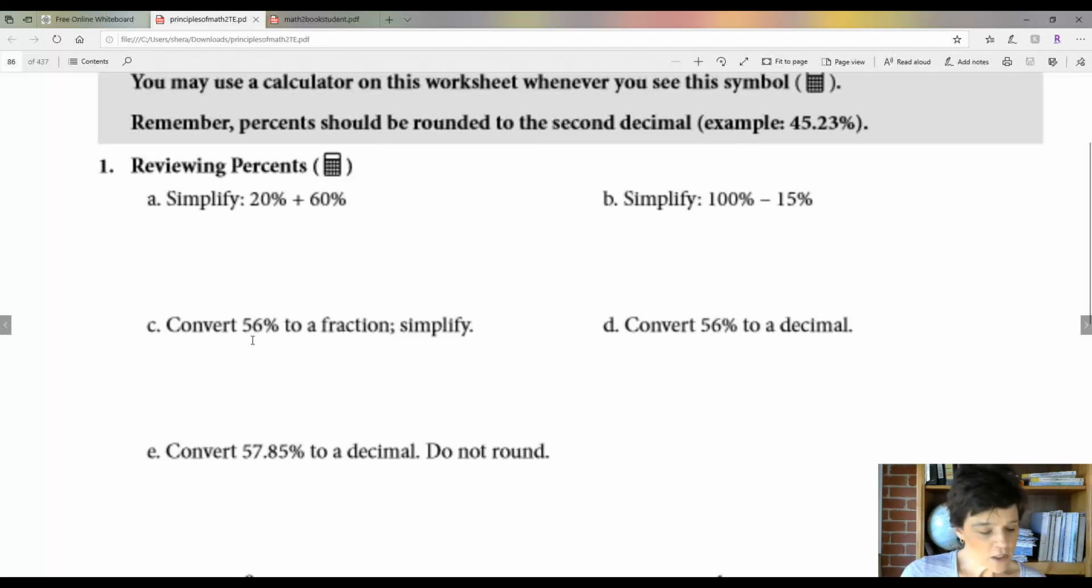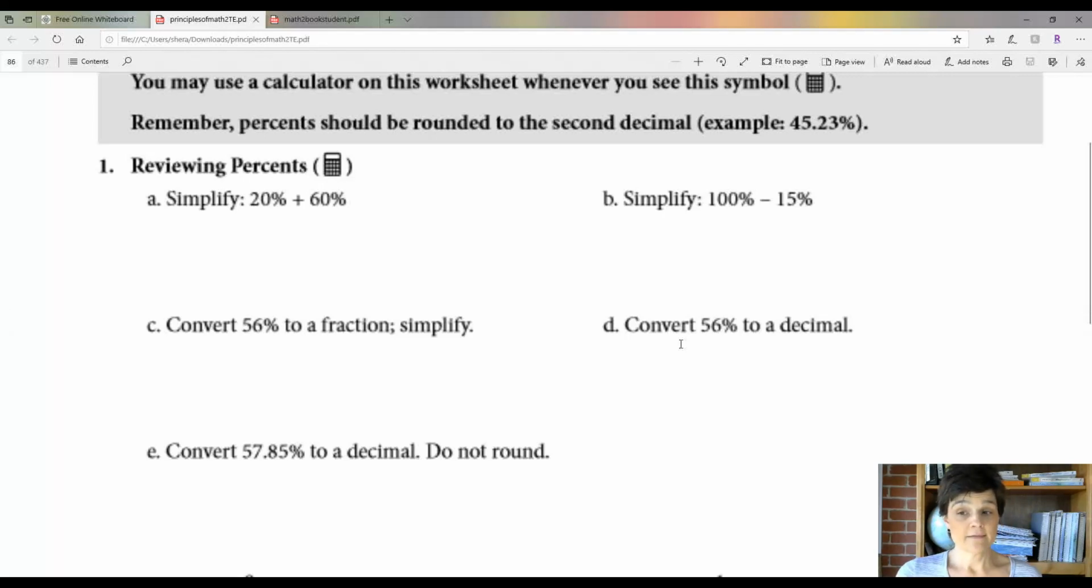Now on C, it says to convert 56% to a fraction and then simplify it. Remember, percent means over 100. So your answer would be 56 over 100. Then it says to simplify, so you'd need to simplify that down. What do they have in common? Divide them down.